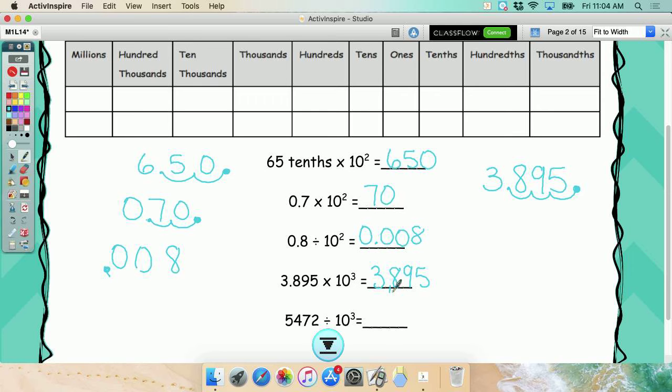Okay, the next one. Alexis, 5,472 divided by 10 to the third. So where's my decimal now? At the end. So how many times will I hop it? 3. Which way? Good. So that's just a little review. You'll have to do that on your assessment one way or another, okay?